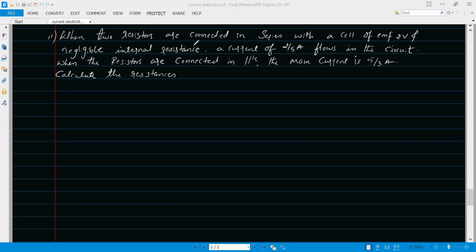That is when the resistors are connected in series, when two resistors are connected in series with a cell of EMF 2 volt and a negligible resistance. Negligible resistance ಅಂದ್ರೆ small r ಕೊಟ್ಟಿದ್ದಾರೆ ನಂಗಾತ 0. Next ಏನ್ ಹೇಳ್ತಾ ಇದ್ದಾರೆ, EMF is 2 volt and two resistors are there connected in series. ಅಂದ್ರೆ ಎರಡು resistors ಇದ್ದಾವ. Let us consider this as R1 and R2.